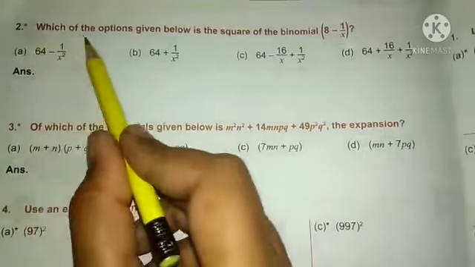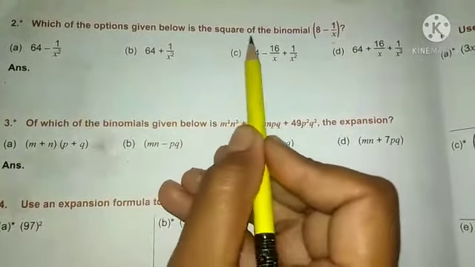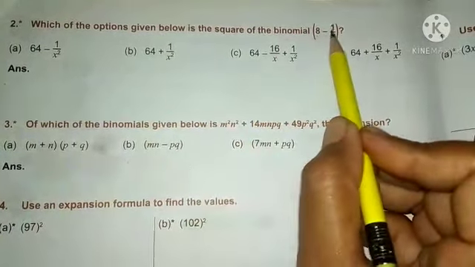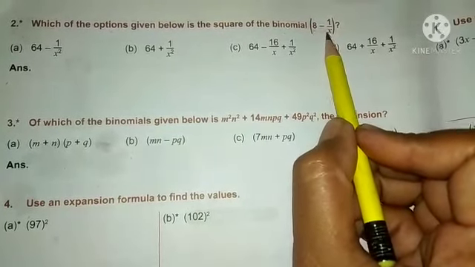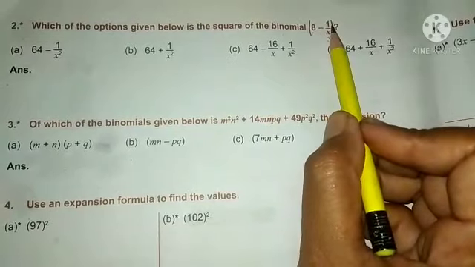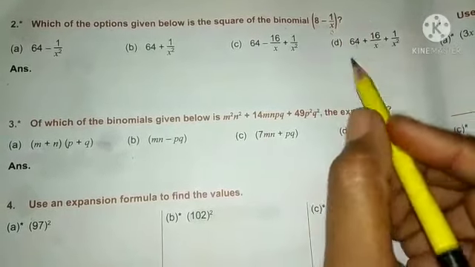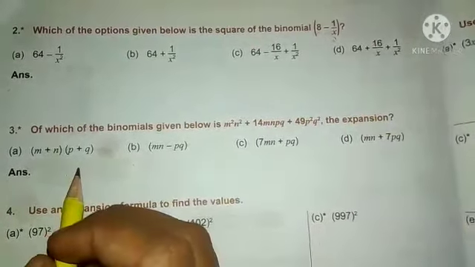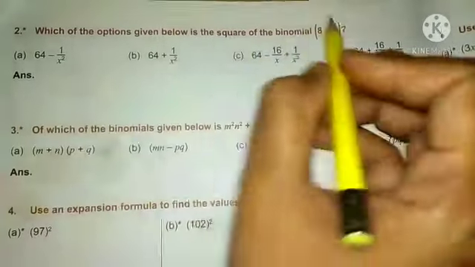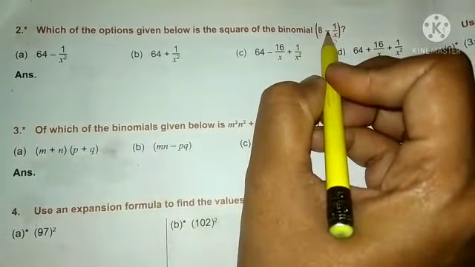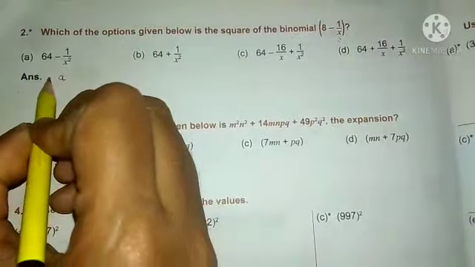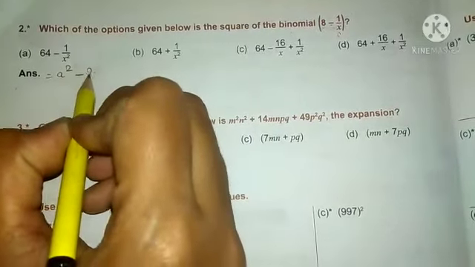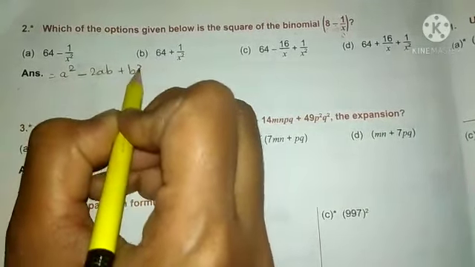Question number 2. Which of the options given below is the square of the binomial 8 minus 1 upon x? What we have to do in this question is find the square of 8 minus 1 upon x. How will you find it? By using the formula. Minus sign is there, so you will write down the formula of the expansion of (a minus b) the whole square. So your formula will be a square minus 2ab plus b square.